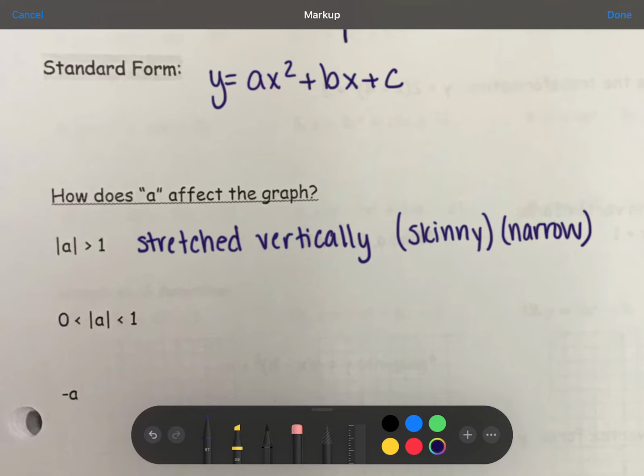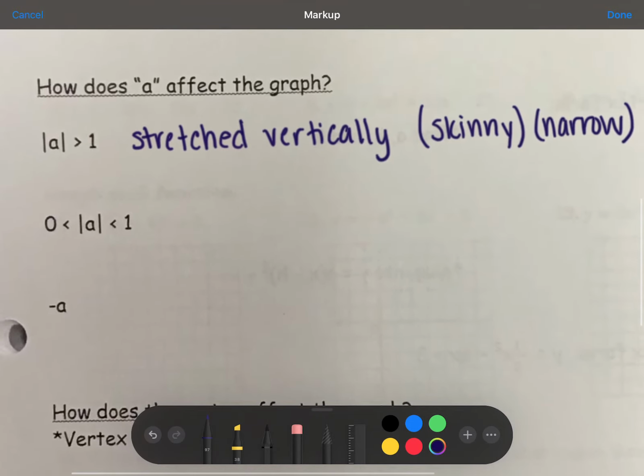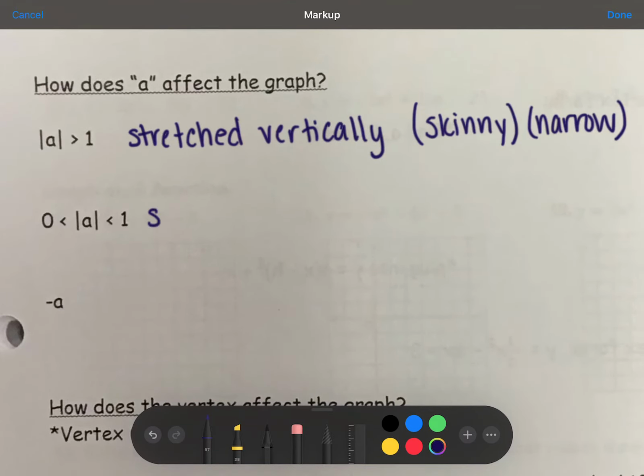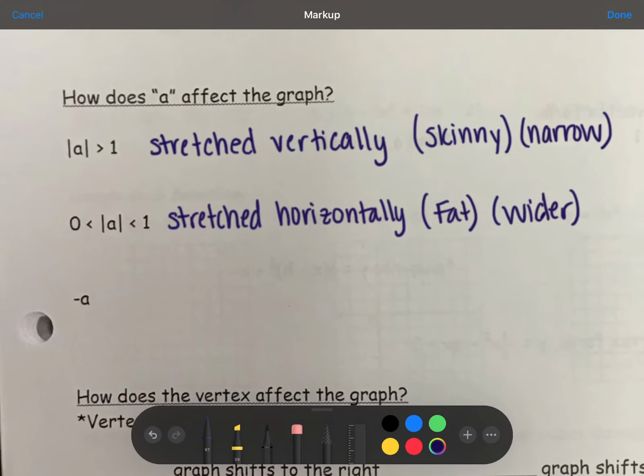And if your a value is between 0 and 1, like 1/2 or 2/3 or 1/3 or something like that, then your graph is going to be stretched horizontally. Think about stretchy paper, you got your U on it, and you're going to pull it horizontally, then your graph is going to get fat. I don't really like that word fat, but it visually explains that the graph is going to get wider. So these are some words that we use, but just know that stretched horizontally is the more mathematical term. Now, again, that's only if we're looking at just the a value. We don't care if it's positive or negative.